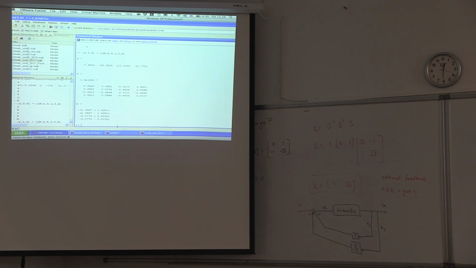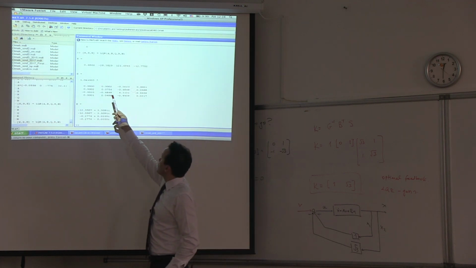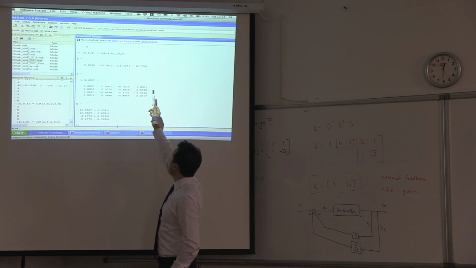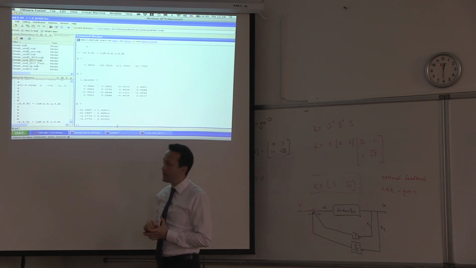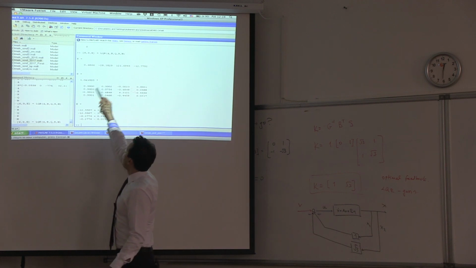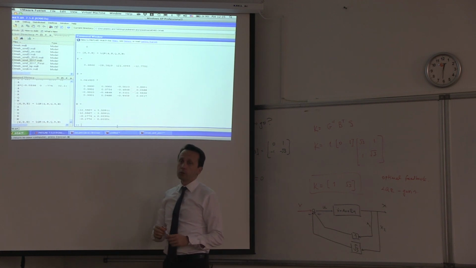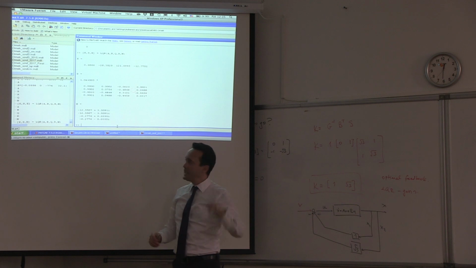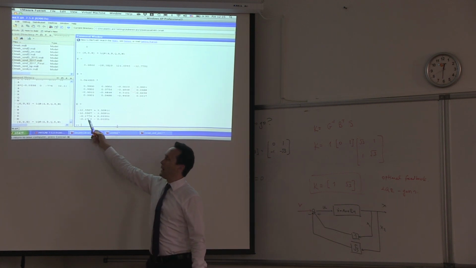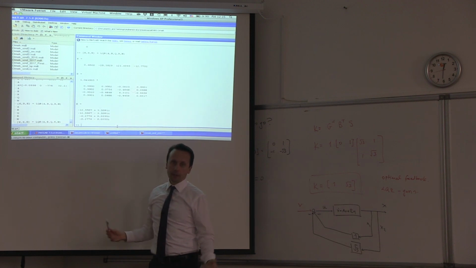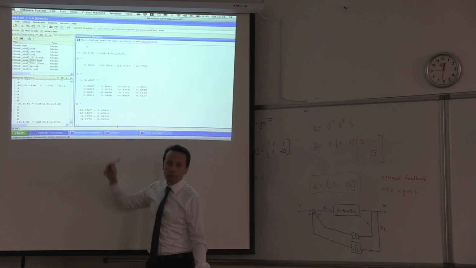So, K is that: 0.6, minus 28, 121, minus 12. That is your optimal solution of your K matrix, or here it's a vector. S is the matrix solution of the algebraic Riccati equation, and the eigenvalues moved over here: minus 12, minus 0.2, minus 0.2. So that's where it moved. I have no control over this.